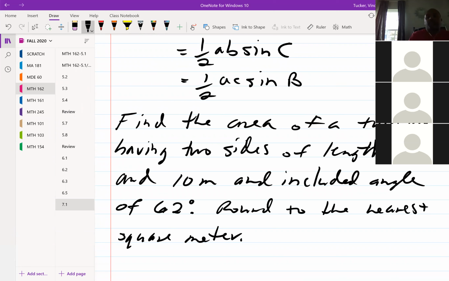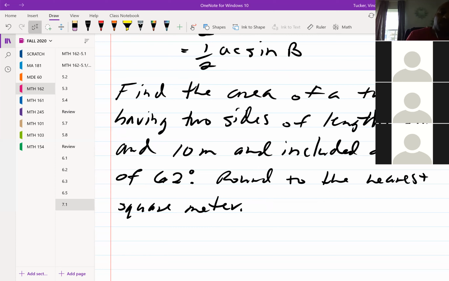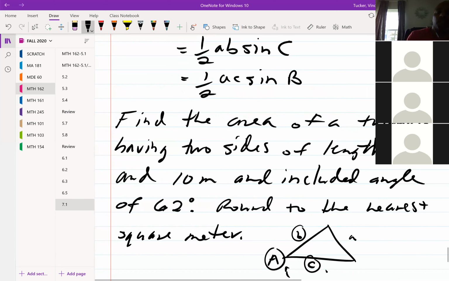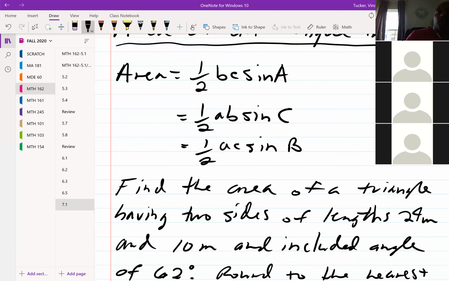Okay, find the area of a triangle having two sides of lengths 24 meters and 10 meters, and included angle of 62 degrees. Round to the nearest square meter. So, like I said, the relationship we have for these formulas is side-angle-side. If you look at the first one, we call this B and this C, and side A would be over here. So with B, C, and A, it's two sides and the included angle. That's how all of these are set up.